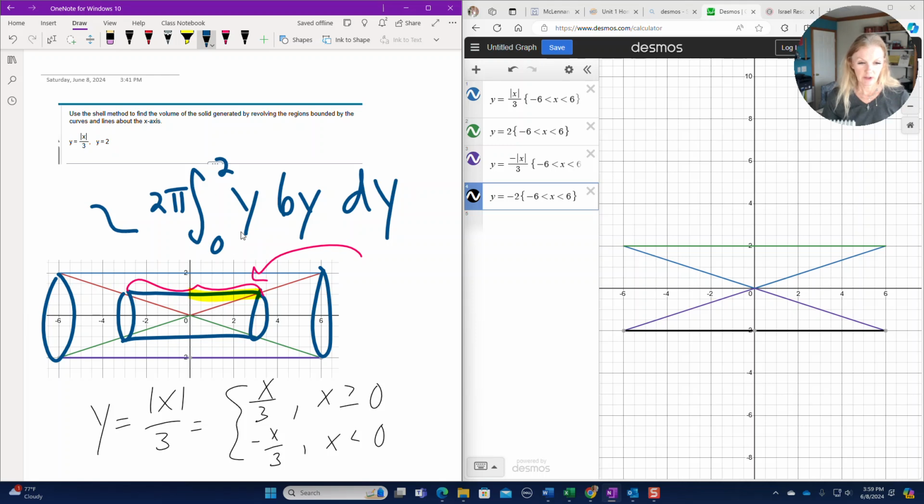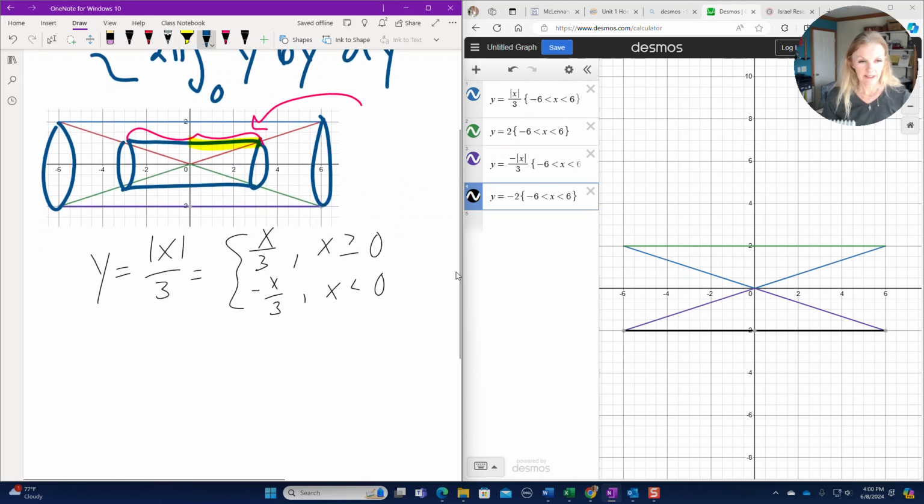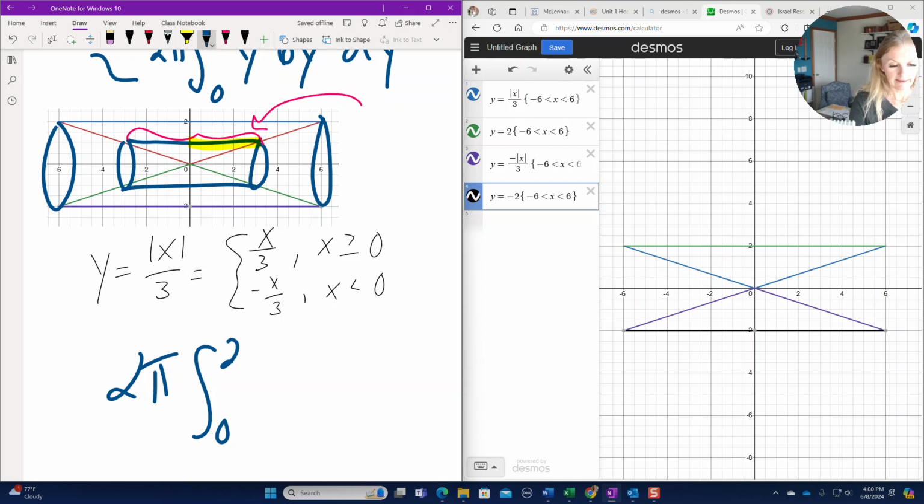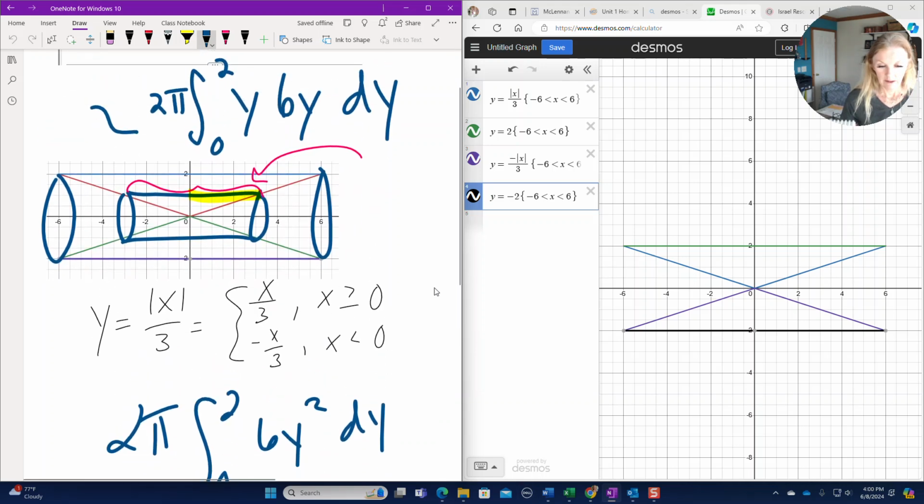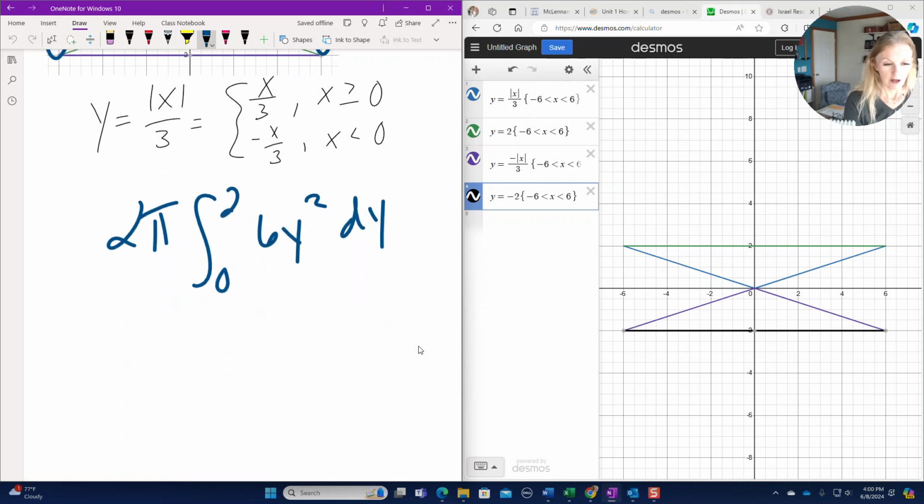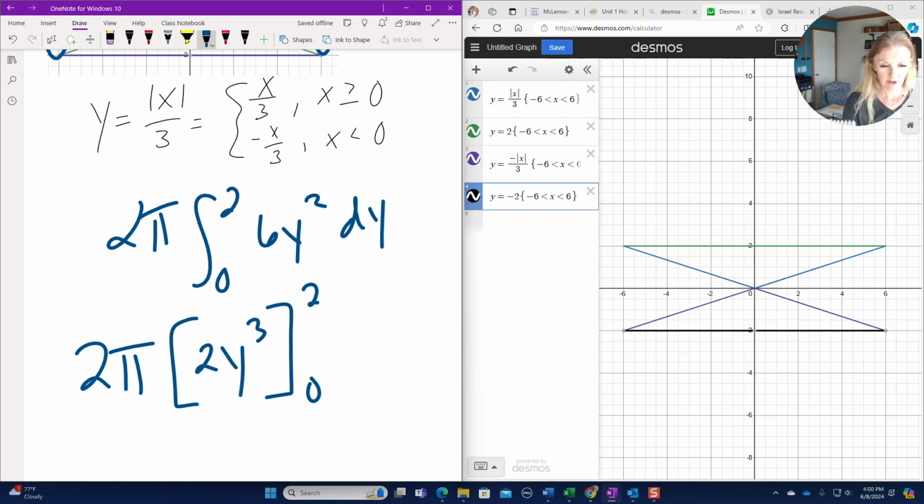And so that's your shell radius, that's your shell height, and we have the 2 pi. So this is 6y squared. So we are going to integrate. We'll have the 2 pi. We're going to integrate from 0 to 2. And then this is going to be 6y squared dy, which of course is just going to be 2 pi, and then that'll be 6y cubed over 3. So 2y cubed. And you'll evaluate that from 0 to 2.